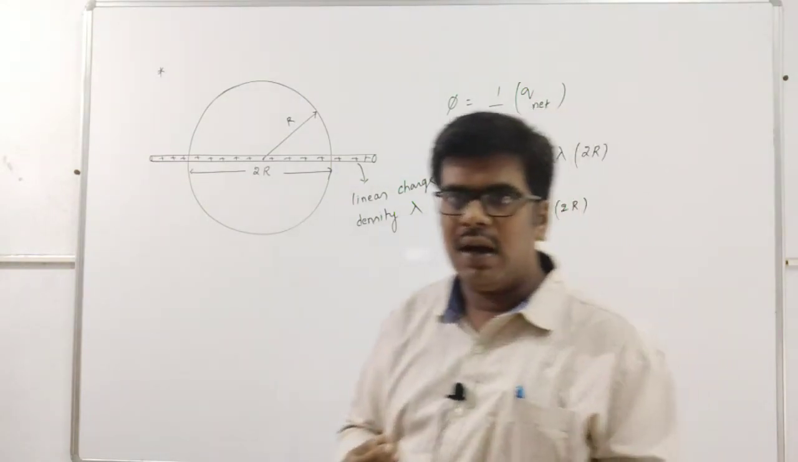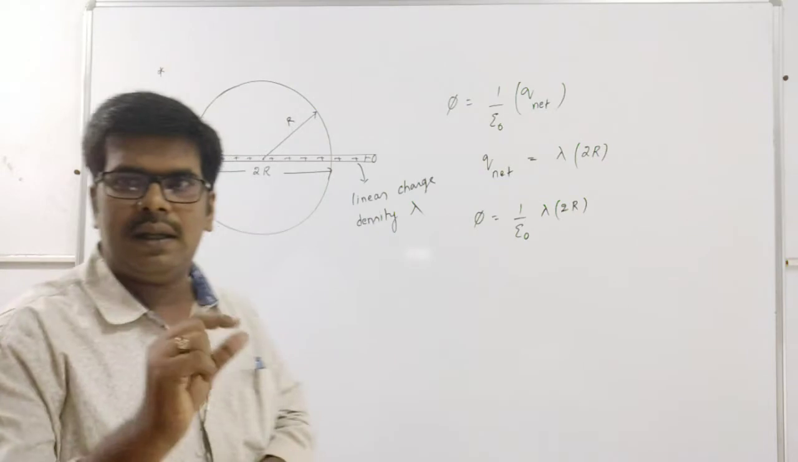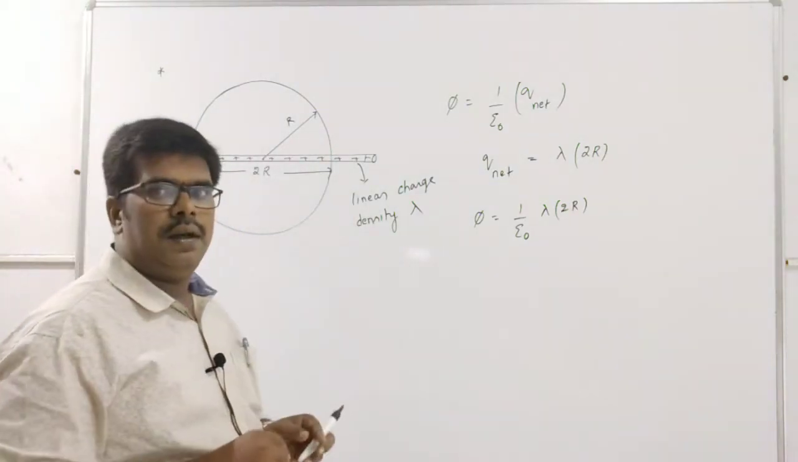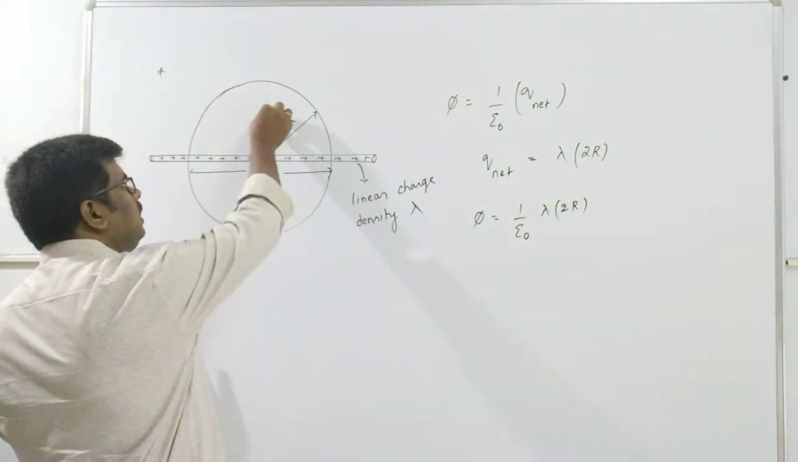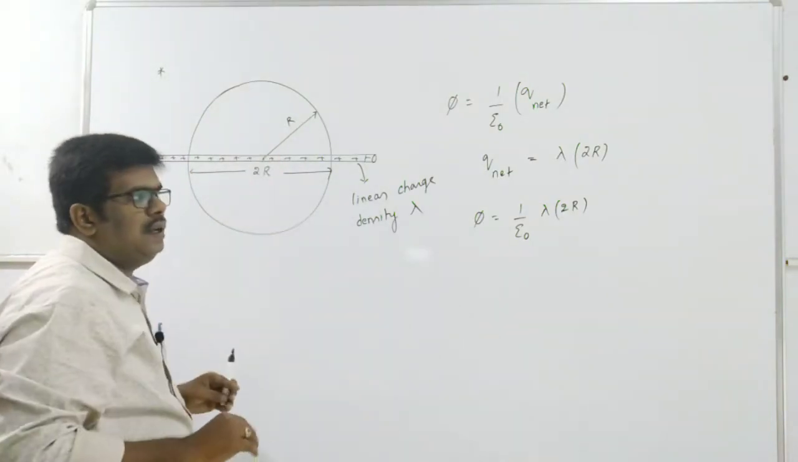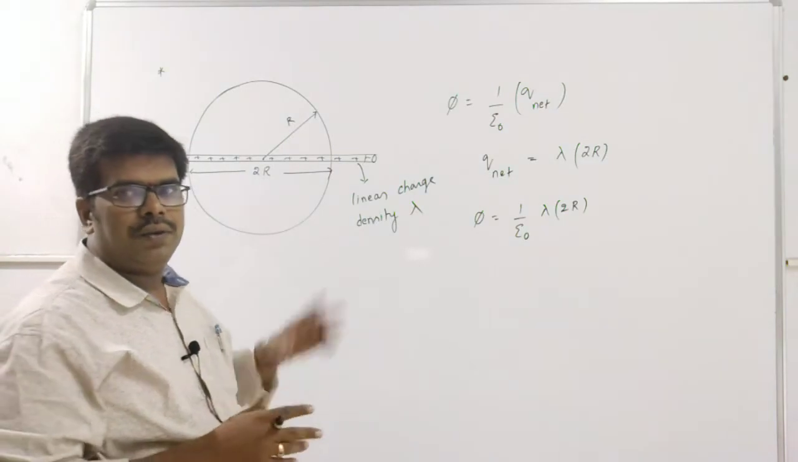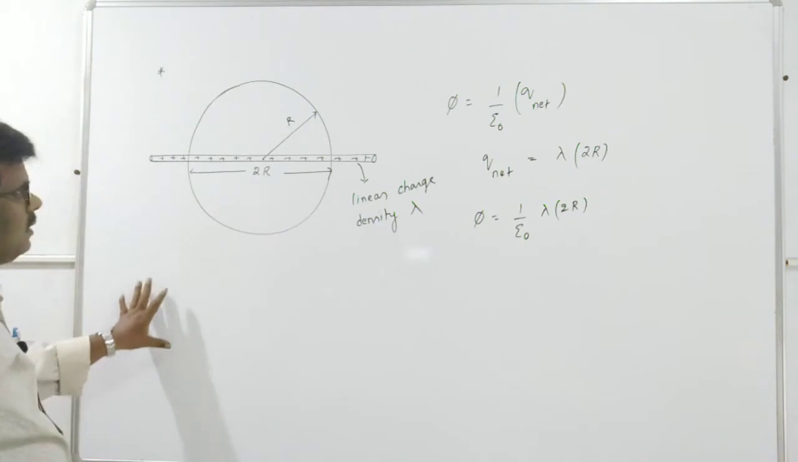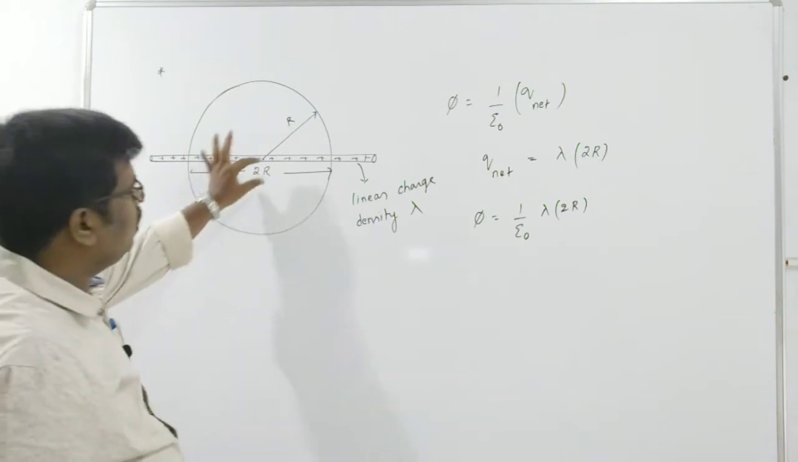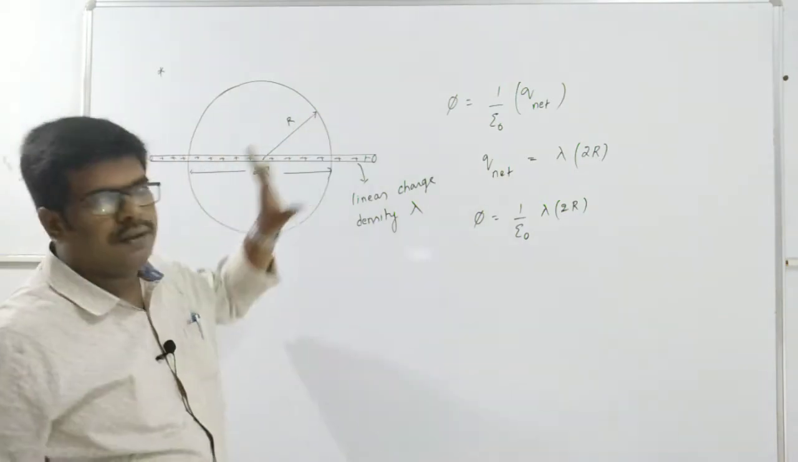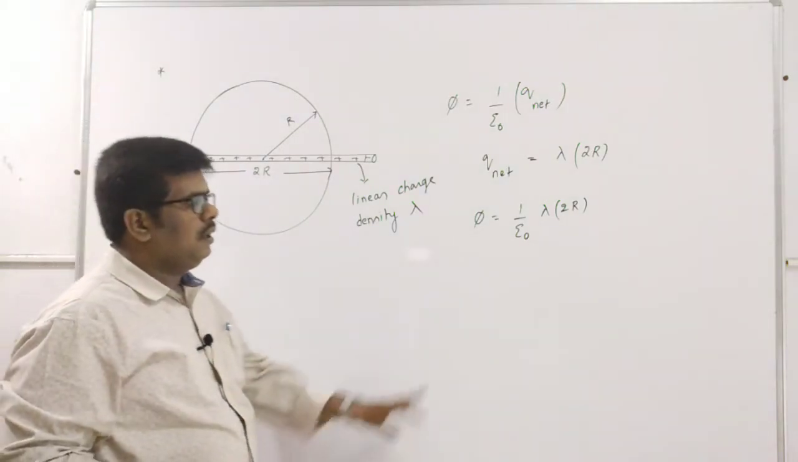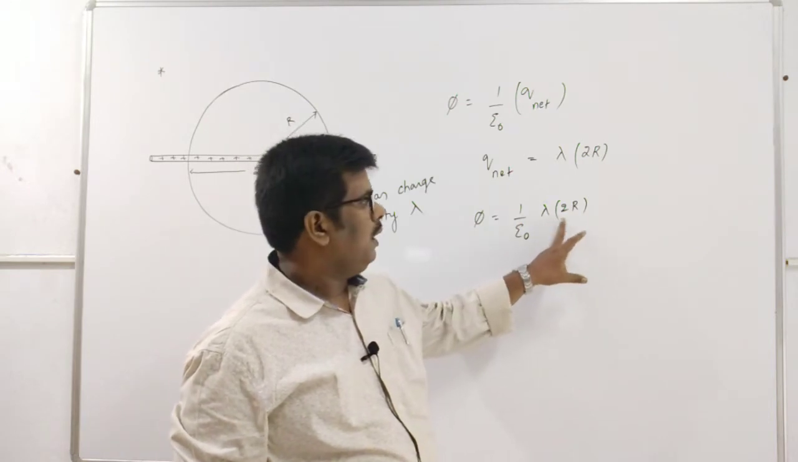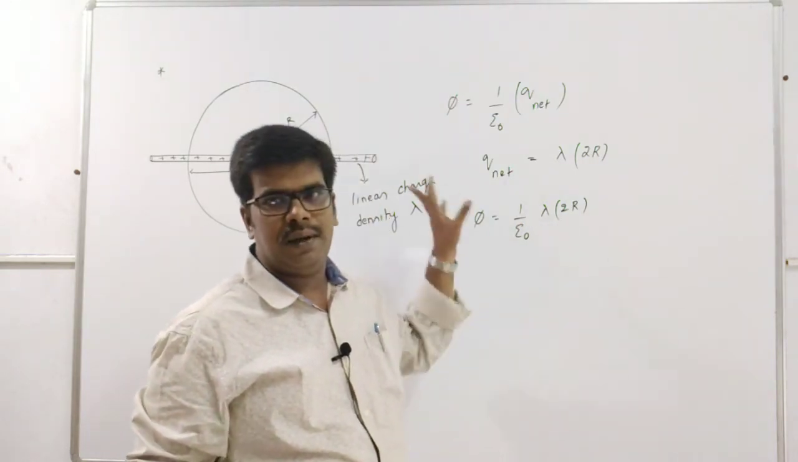Here we discussed that the conductor is passing through the center, but if it is not, if it is above the center or below the center, what is the total flux through this closed surface? That we need to discuss. Let us take another example. In this example, the conductor is passing exactly through the center of the sphere, so the flux through the sphere is 1 by epsilon naught times lambda into 2r, that is the net charge enclosed.